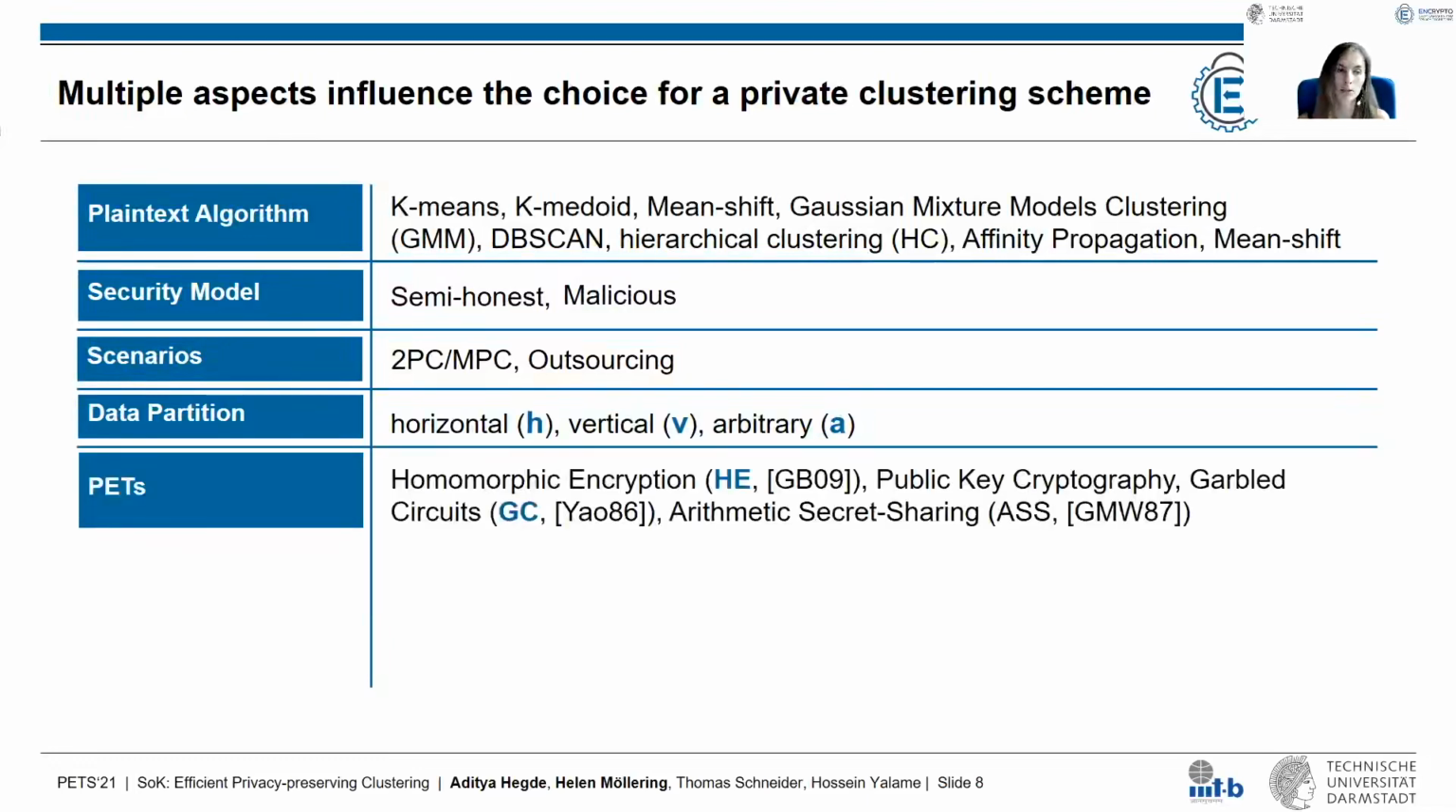Different techniques for achieving the privacy-preserving property were used. Many use homomorphic encryption, some do public key cryptography. Then there are also a few that look at multi-party computation with, for example, garbled circuits or arithmetic secret sharing, or a mix of these techniques as well.